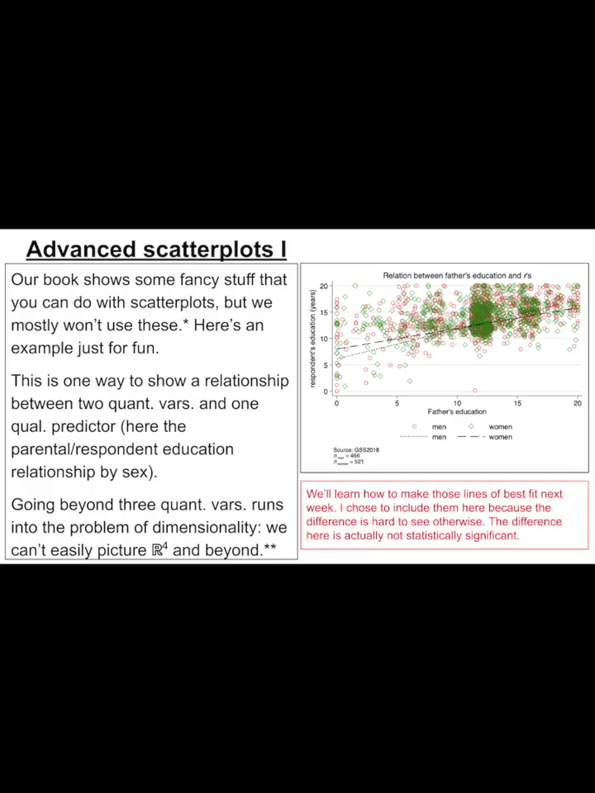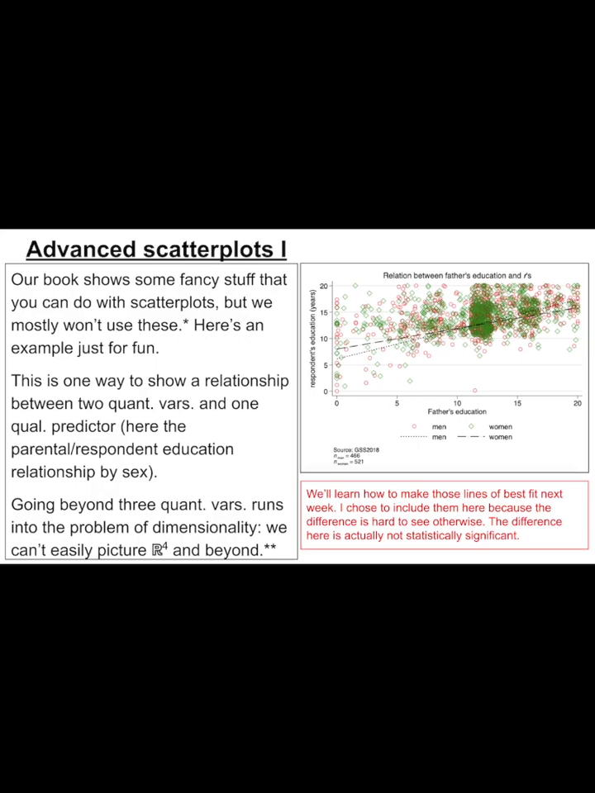So I did want to show one advanced scatterplot technique, actually. Our book, again, for people that aren't in the class, that's Moore, Knotts, and Fligner, The Basic Practice of Statistics, 8th edition. They show us a way that we can do some kind of crude trivariate, or we'll just say multivariate generally, analysis using scatterplots. So you can see in this case, I plotted the relationship between father's education and respondent's education, but I showed the relationship for men and women separately.